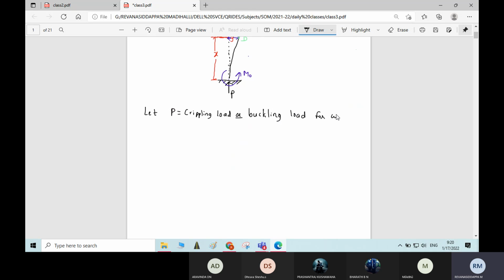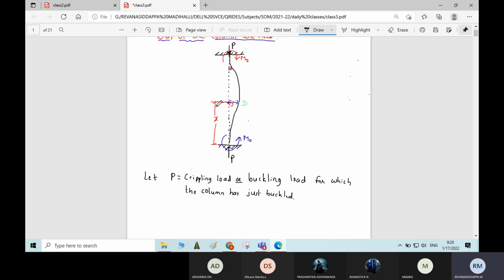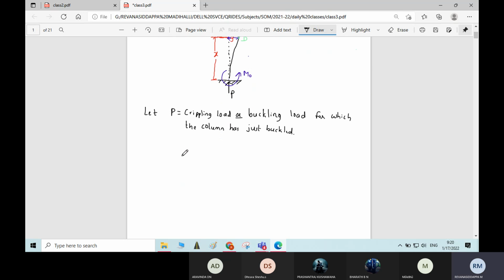For which the column has just buckled. Okay. Now consider a section x. At section x, let y be the corresponding displacement.